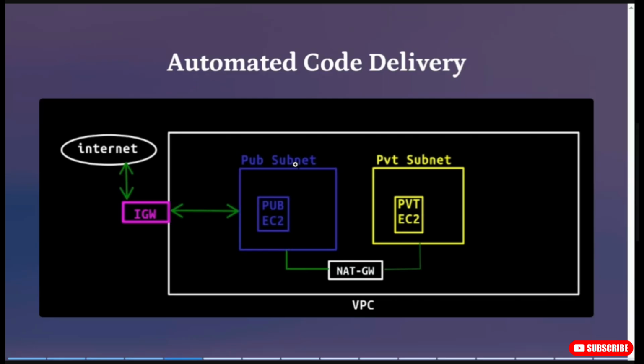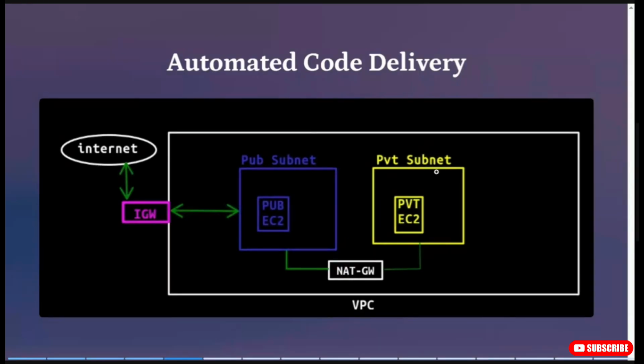This is the VPC. In this VPC, we have two subnets, private and public. In the public subnet, we have launched one instance. In private also, we have launched an instance. With the public subnet, we have attached the internet gateway, so this subnet can access the internet.